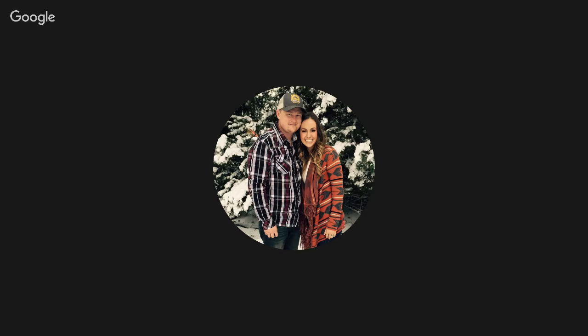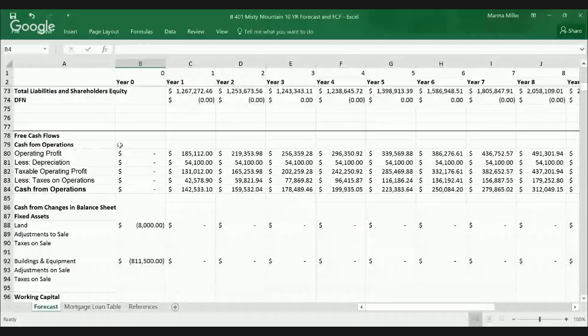Our free cash flows begin with calculating the cash from operations. This is done by finding the operating profit, which is calculated right here. And it's actually the sales or operating profit plus the depreciation, so you add back the depreciation. And then right here is the depreciation expense, which is then taken from the operating profit.